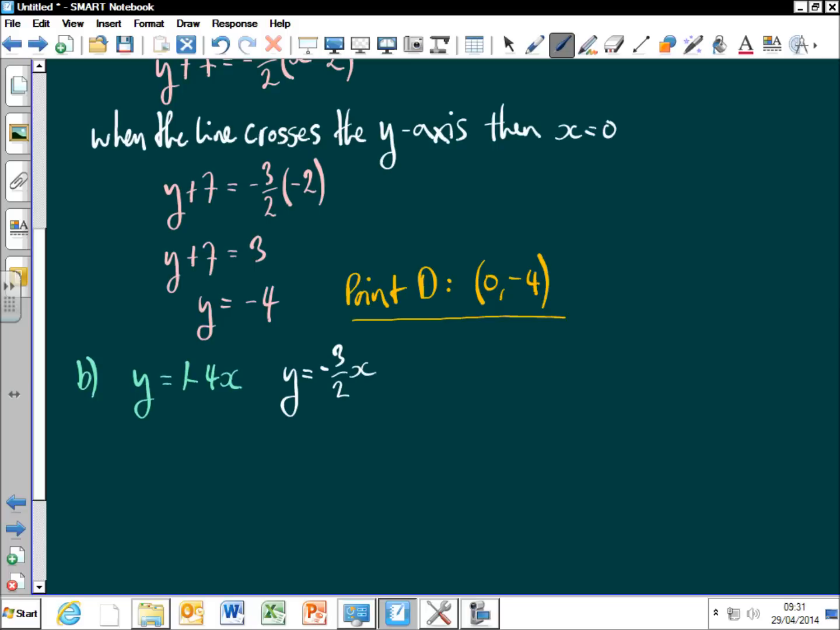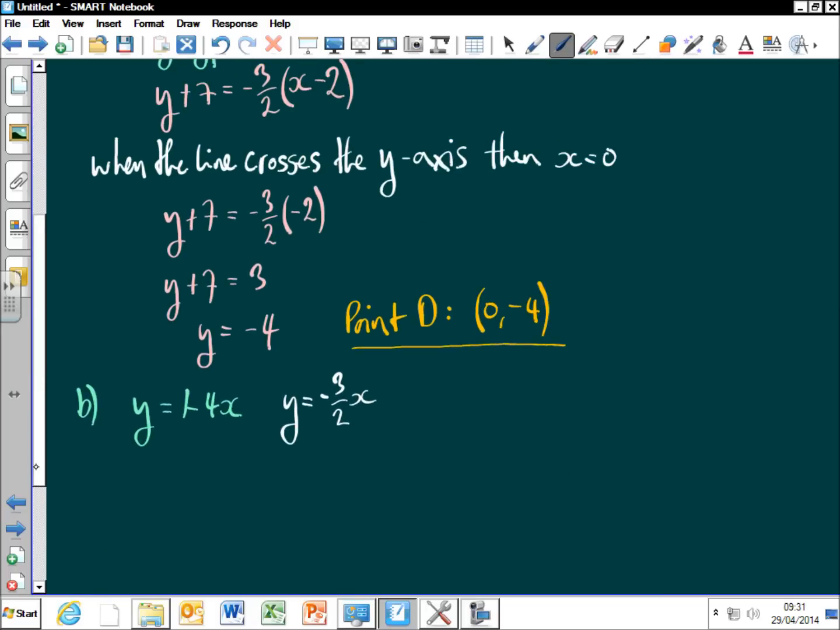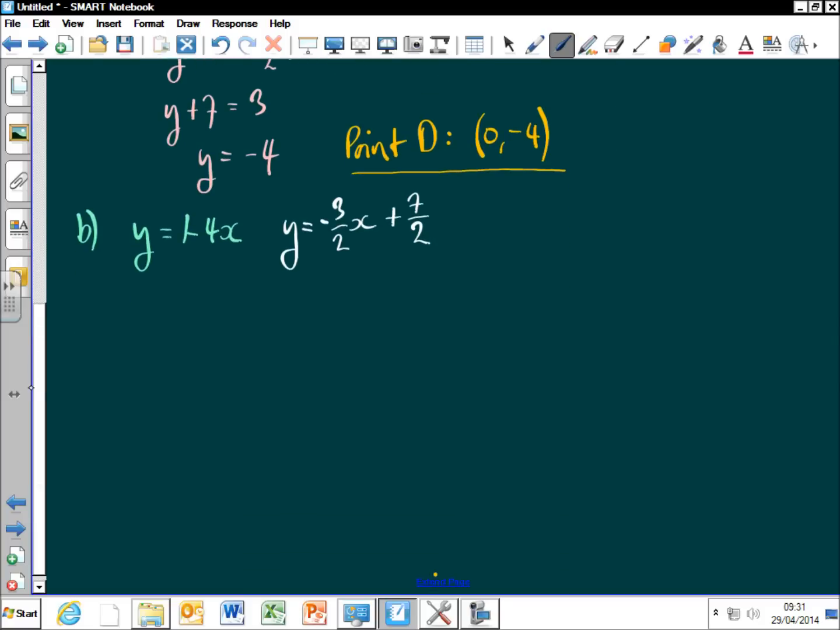It was plus 7 over 2, I think. Plus 7 over 2. And where these two lines intersect, they're going to have the same y and x values, because at that coordinate they're going to have the same y and x values. So I can solve these by simultaneous equations, or I can use substitution. I think I'm going to use substitution.